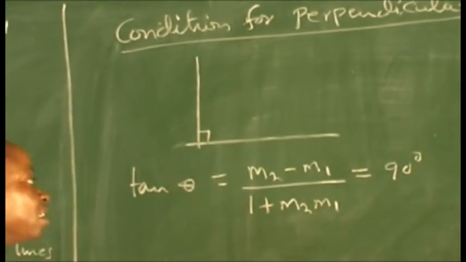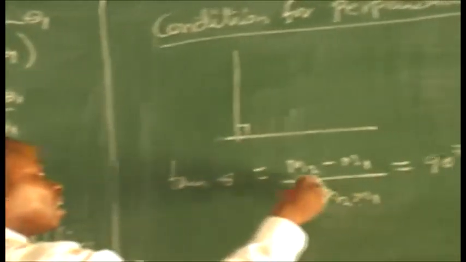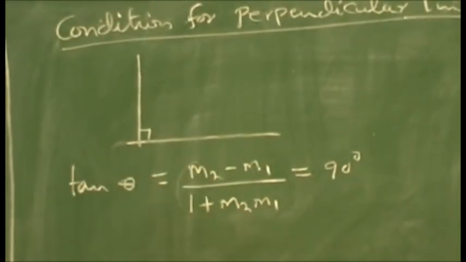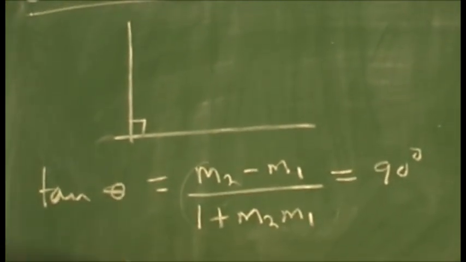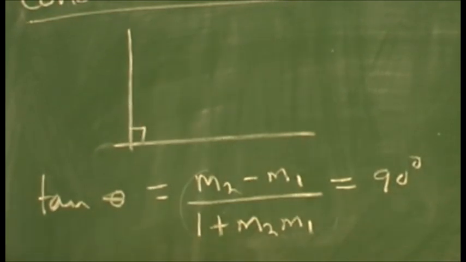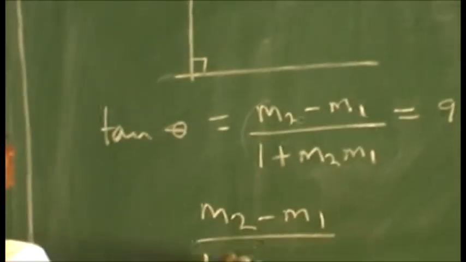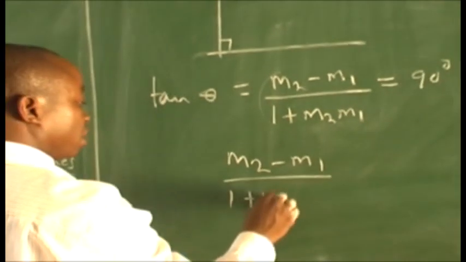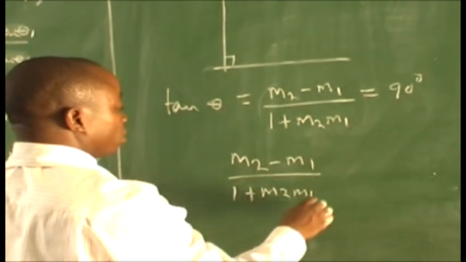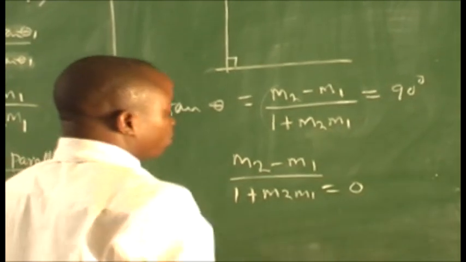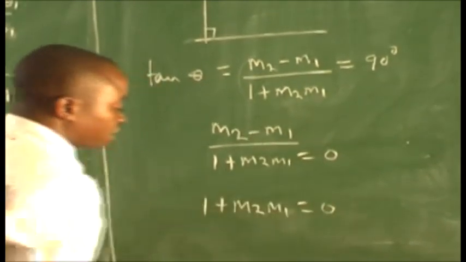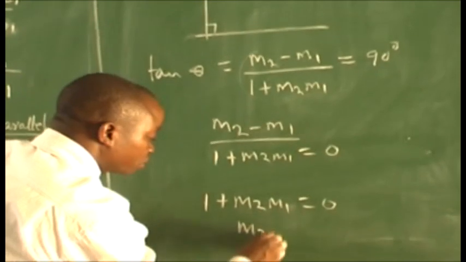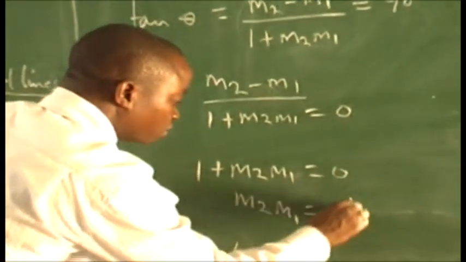But we know very well that tan 90 degrees is undefined. And for this particular expression here to be undefined, what will happen? It means the denominator must be equal to 0. So that if I have (m2 minus m1) all over (1 plus m2 m1), the denominator will be equal to 0. That is 1 plus m2 m1 will be equal to 0. So m2 m1 will be equal to minus 1.